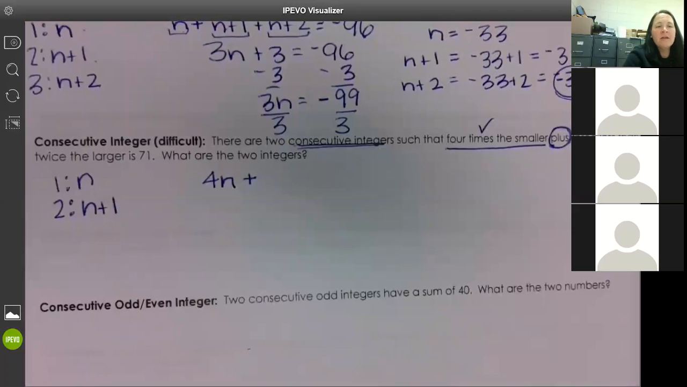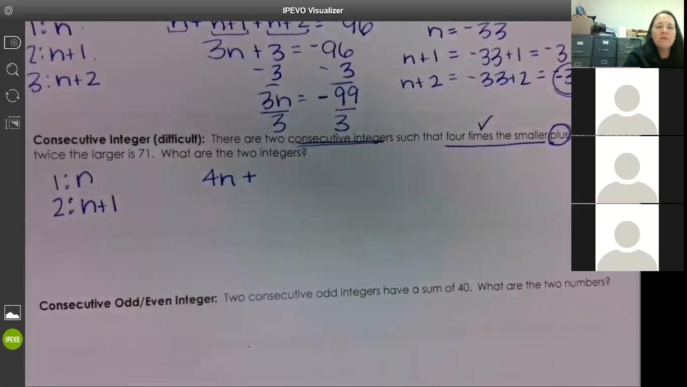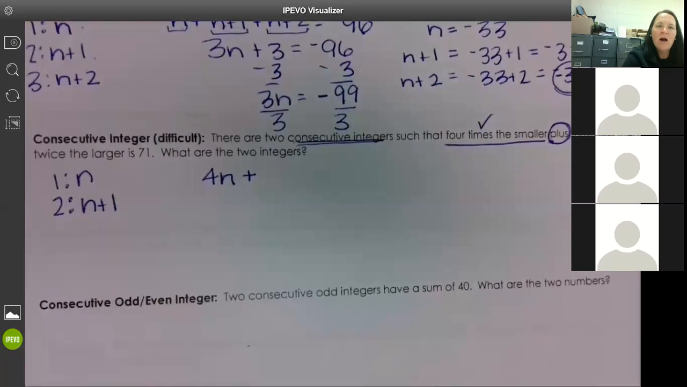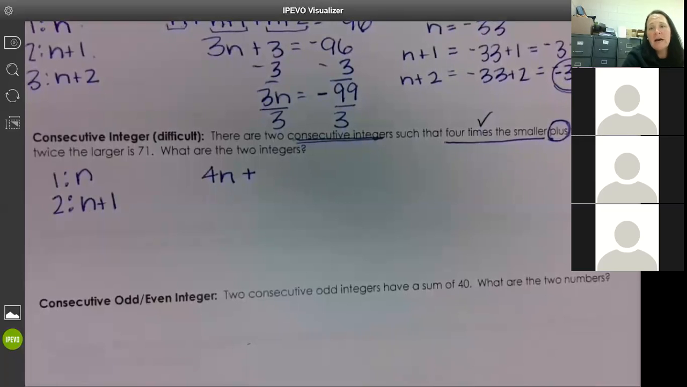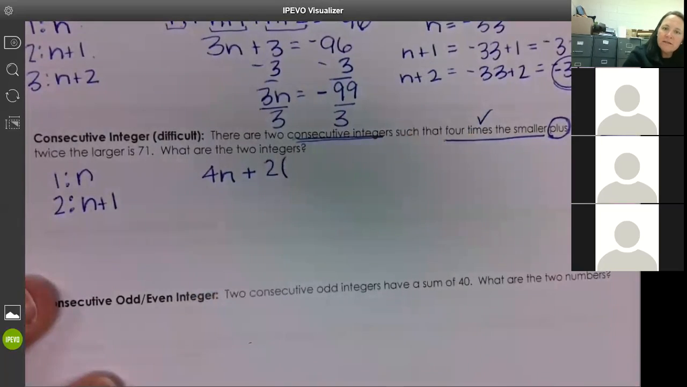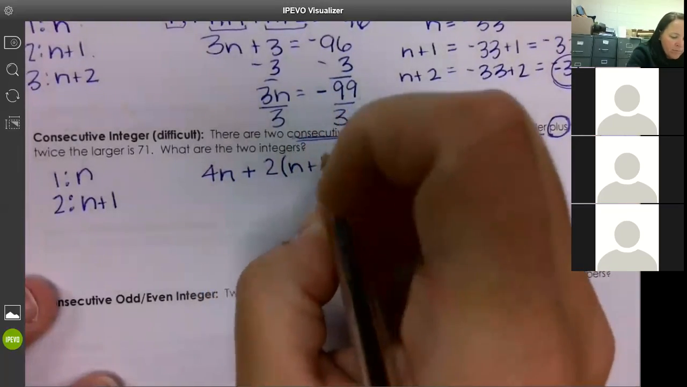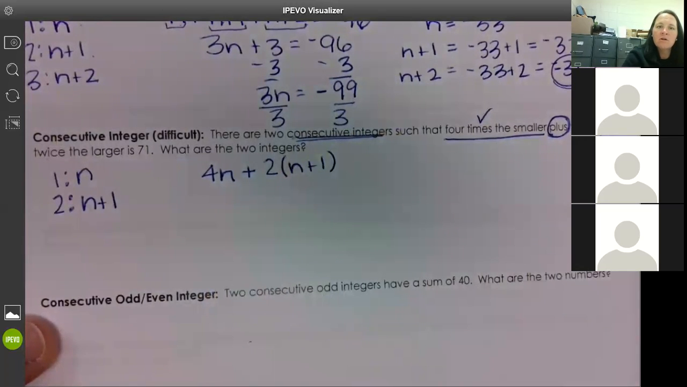If you do twice something, what does that mean? Multiplying. And how can I show a multiply on this? What are some different ways? I know you can do the dot and you can do the star. What's another way to show multiply? If I'm going to multiply n plus 1 times 2, how can I write that? 2x. No. That's multiplying 2 times the n, but I have to multiply it by all of it. Remember yesterday when we had those parentheses and we were multiplying? So this is twice the larger, 2 times n plus 1, because n plus 1 is the larger.